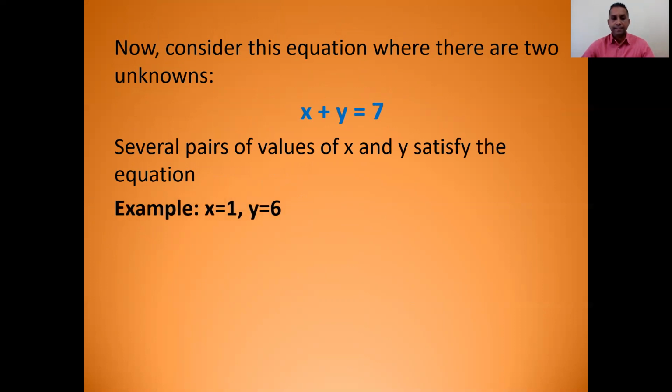As you can see, x = 1 and y = 6 are values which satisfy the equation. But at the same time, we can get x = 2 and y = 5. Another pair of values that fits in the equation is x = 3 and y = 4. We have an infinite number of such pairs for such an equation which contains two unknowns.